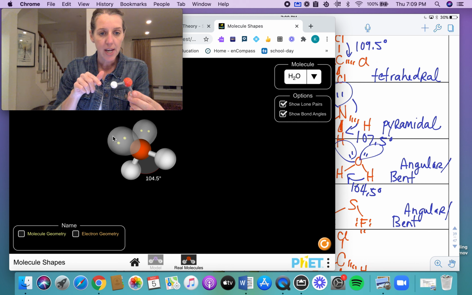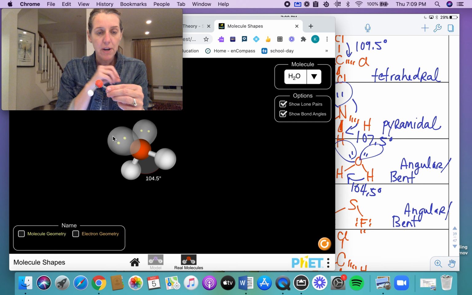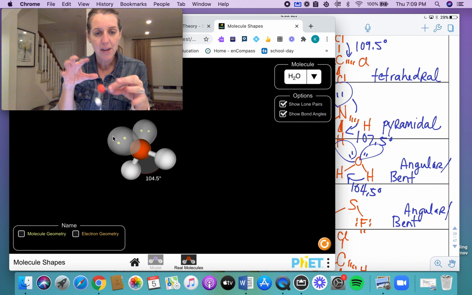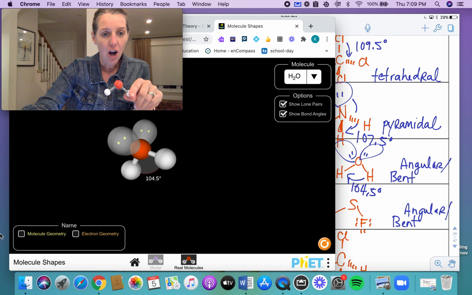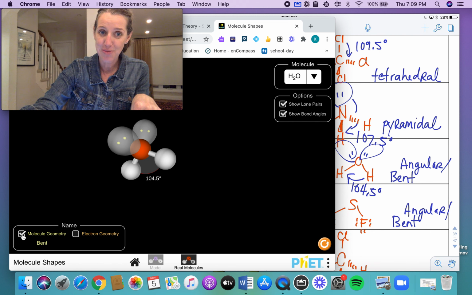It's a bent shape, but notice the fact that the lone pairs of electrons take up a bit more space. They push the bonded electron pairs down a little bit, and the characteristic angle for water, this is one to memorize, is 104.5. Okay, on the bottom left-hand part of this PhET simulation, I can click on this one to show me what the actual molecular geometry is. It's bent, angular, V-shaped, same.